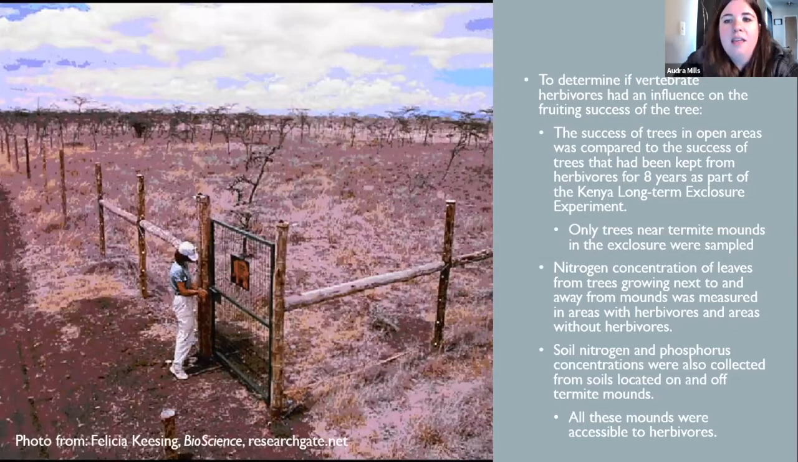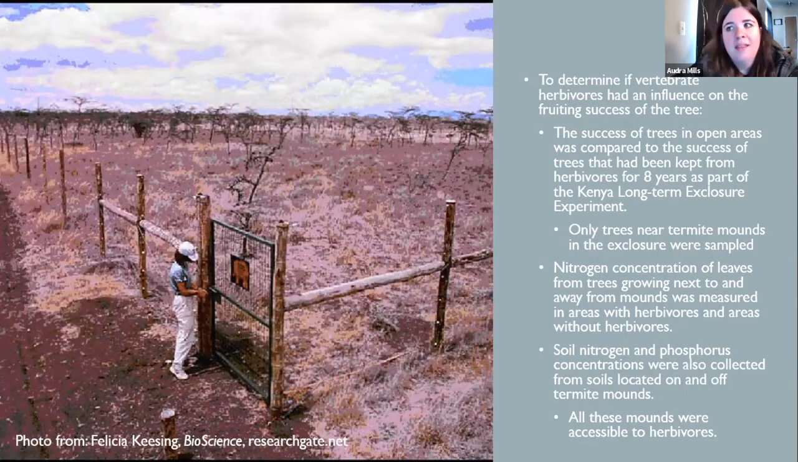To determine if the vertebrate herbivores had an influence on the fruiting success of the tree, the success of trees in open areas was compared to the success of trees that had been kept from herbivores for 8 years as part of the Kenya long-term exclosure experiment.